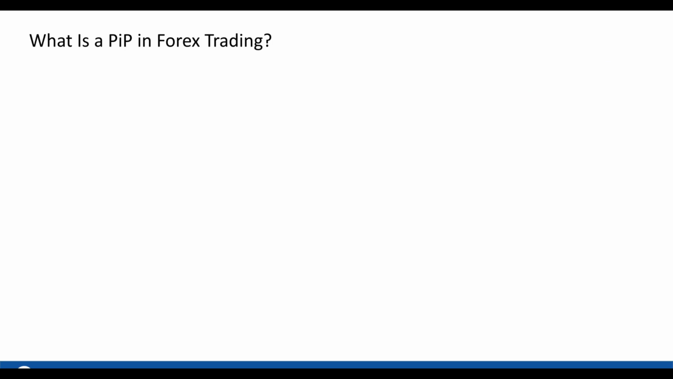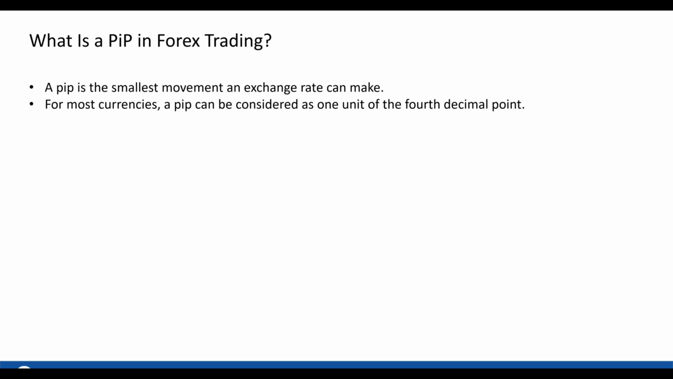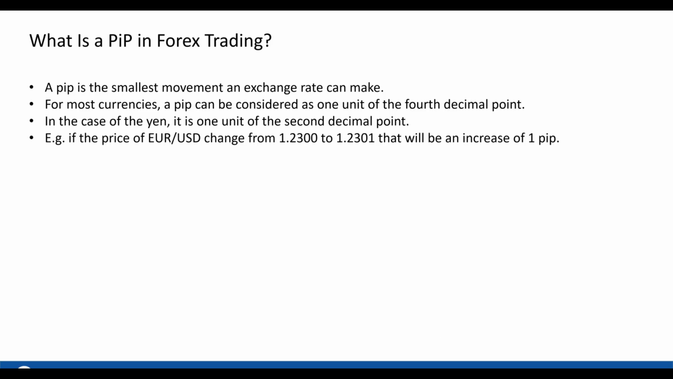What is a pip in Forex trading? A pip is the smallest movement an exchange rate can make. For most currencies, a pip can be considered as 1 unit of the fourth decimal point. However, in the case of the yen, it is 1 unit of the second decimal point. So for example, if the price of euro US dollar changes from 1.2300 to 1.2301, that will be an increase of 1 pip.